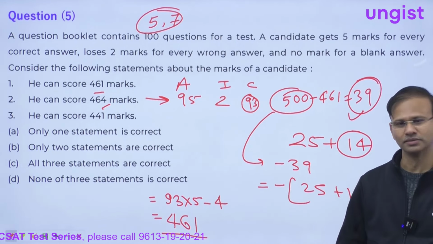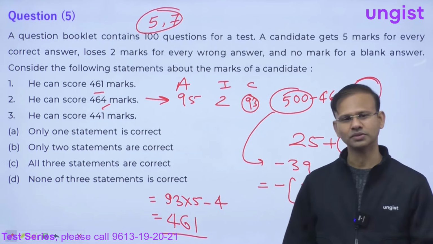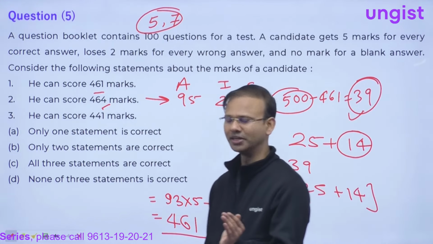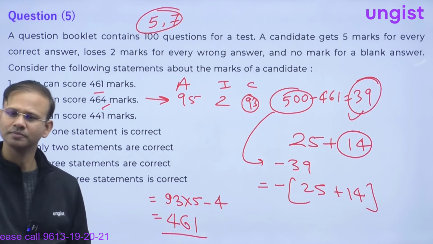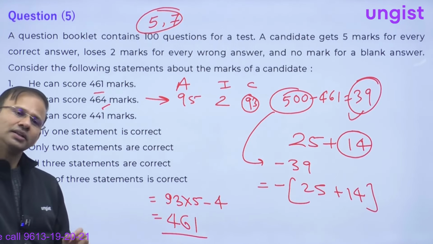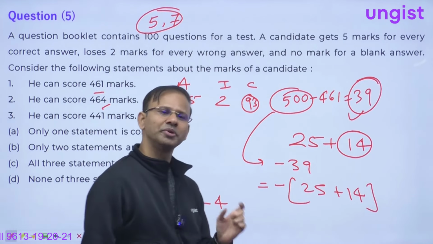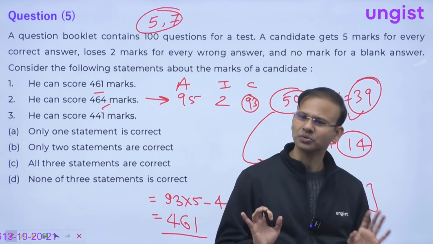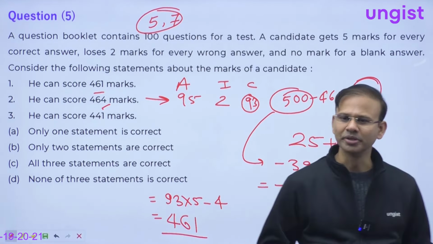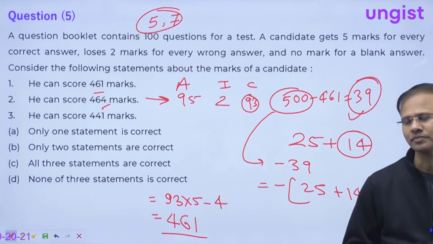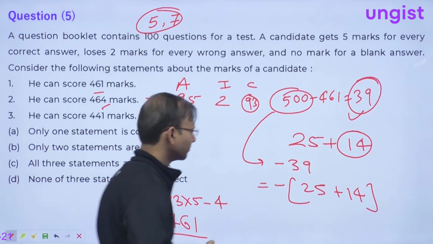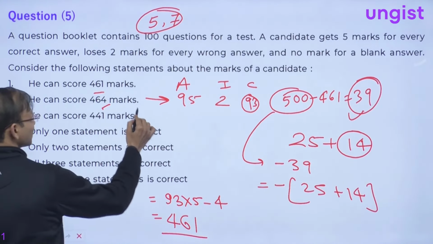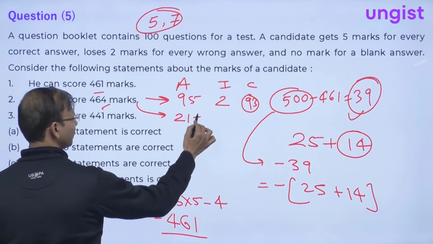What is this? First tell me, how much is it short by? What is the difference between 464 and 500? 36. 36 can be represented as a combination of 5 and 7. What is that combination? 21 and 15. Okay, she's right. This is 21 and 15.